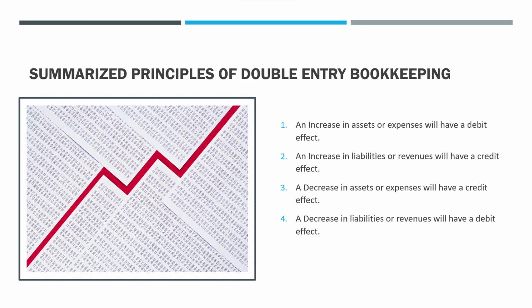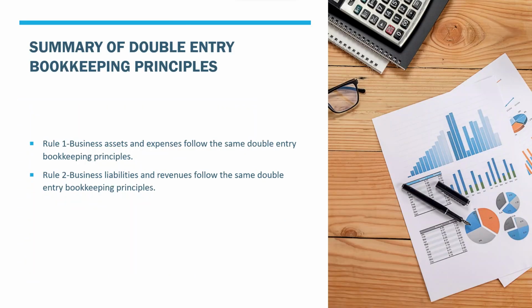These 4 rules of double entry bookkeeping can be summarized as follows. Rule 1. Business assets and expenses follow the same double entry bookkeeping principles. Rule 2. Business liabilities and revenues follow the same double entry bookkeeping principles. This summary will never let you forget the 8 principles of double entry bookkeeping.